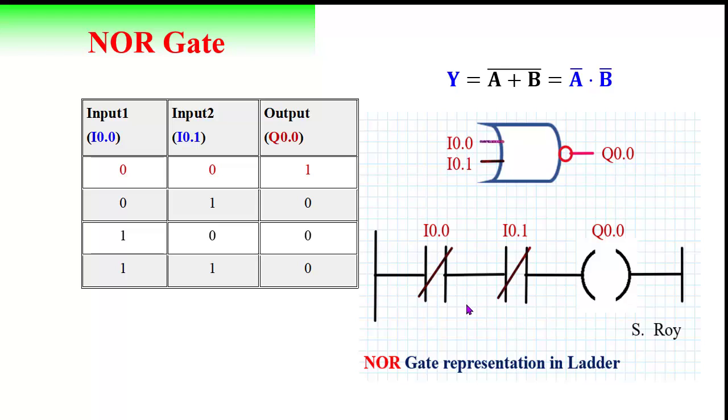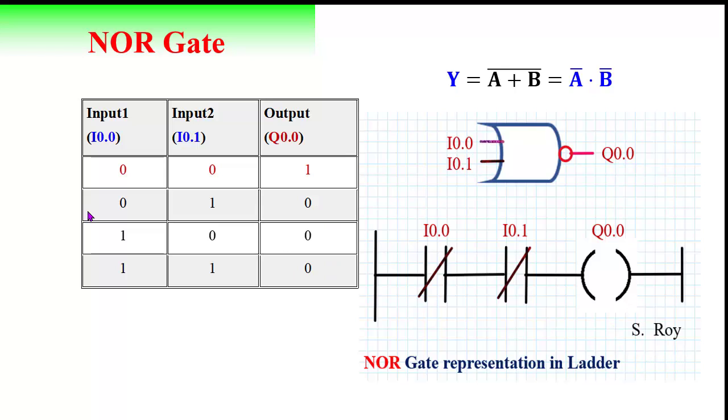So the ladder diagram will be, this is A naught, this is B naught. A naught means this is the normally closed contact of the input A. This closed contact is the representation of input B. Both are in AND gate, so this is a series circuit. What is the output? We will get logic 1 only when both the inputs are logic 0. For all other cases, output is 0.